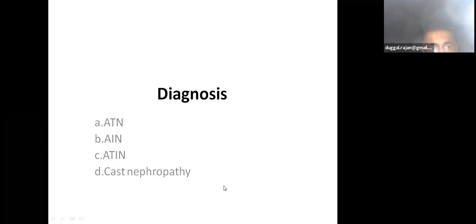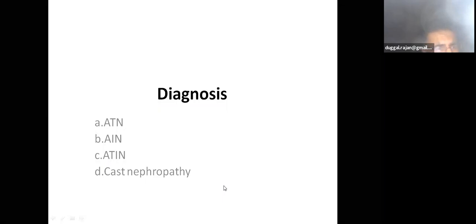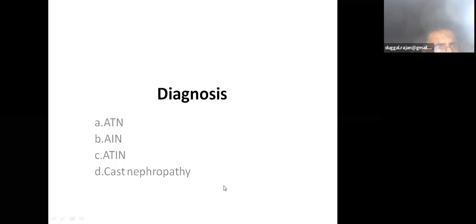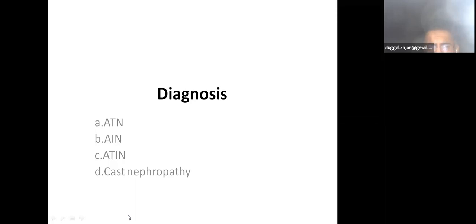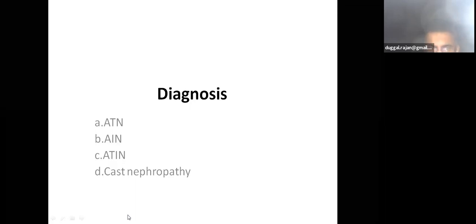Very good. Dr. Nikita, Dr. Vivek, Dr. Anand, they have diagnosed, with Dr. Radhika, Dr. Anish Pal. Okay, so all of you have diagnosed it correctly. It is acute tubular interstitial nephritis. It is not ATN because there is interstitial inflammation which can be seen here.